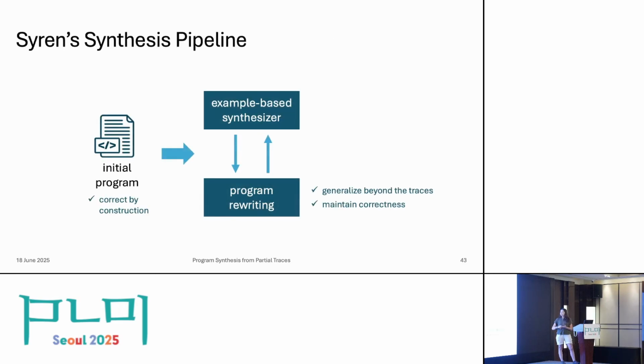So this is Siren's complete synthesis procedure. We have an initial program that is correct by construction, and we apply a series of rewrites that generalize beyond the traces while maintaining correctness. Some of these rewrites also make calls to an example-based synthesizer, which allows us to uncover hidden computation.